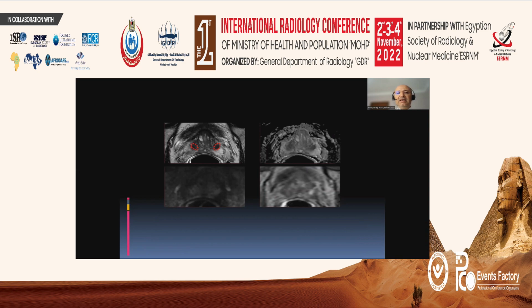You can see the central zone bilaterally. On diffusion, there is natural restriction, you can see that. But look at the post-contrast images. In the left central zone, this is indicative of a tumor, and you can report this as a PI-RADS.